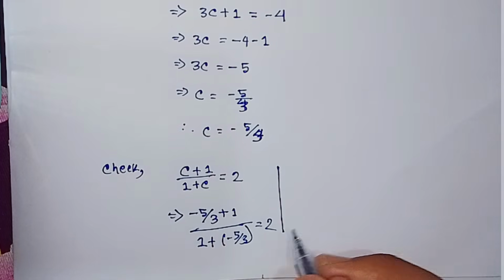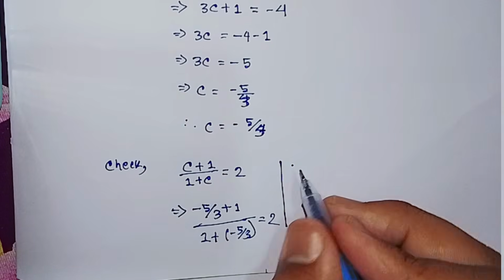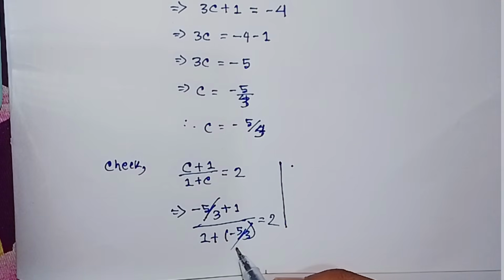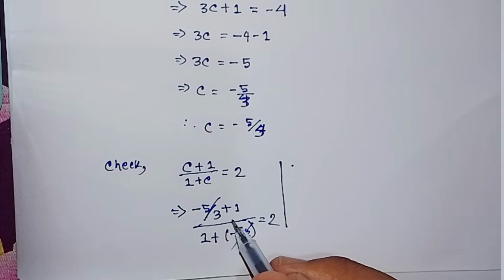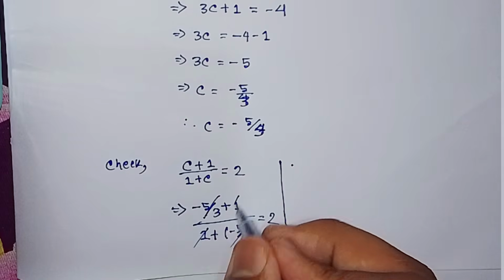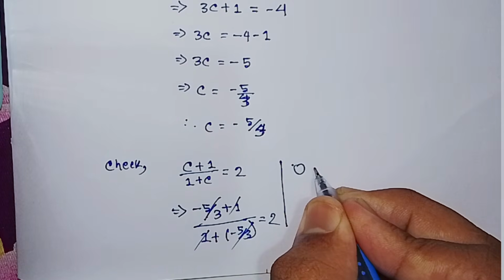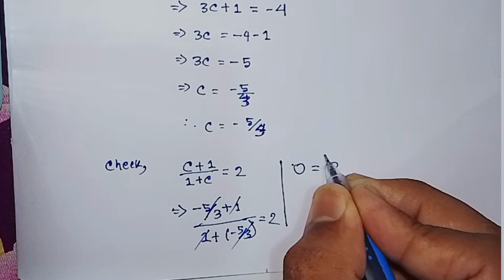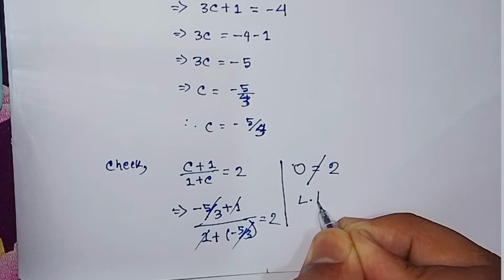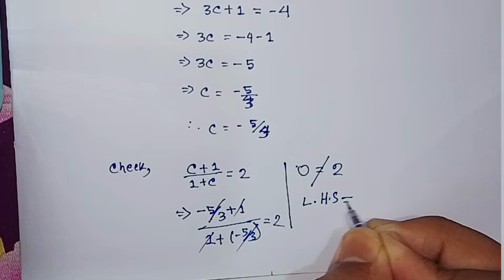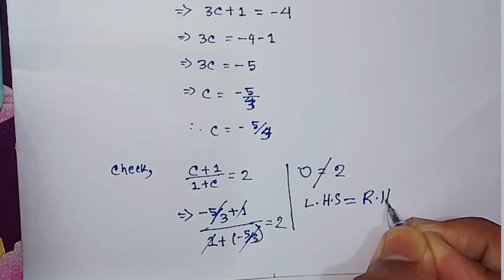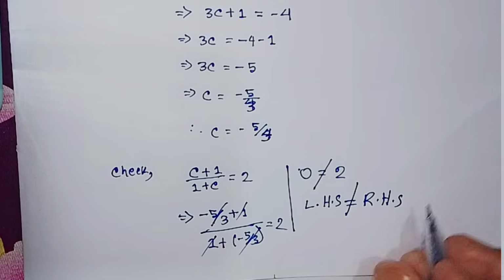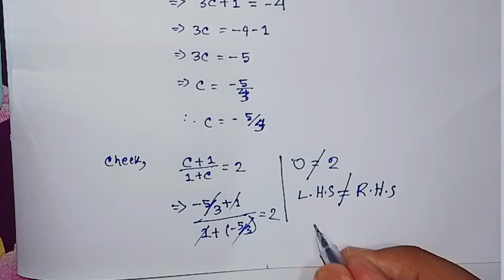But then we can write this minus 3, and then this will cancel out, and this one will cancel out. Then we can write 0 = 2, but it is not possible. So the left hand side is not equal to the right hand side, so there is no solution.